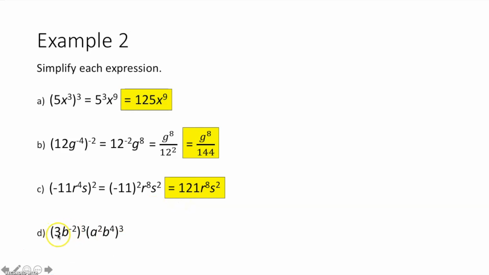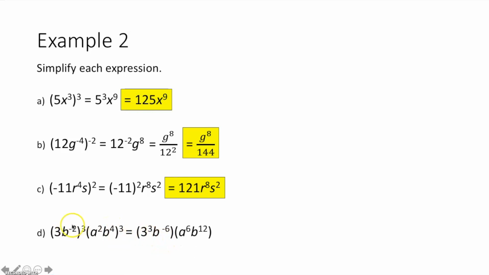Lastly, part D, we have 3b to the negative 2nd, all being raised to the third power, and then times a squared b to the 4th, all being raised to the third power. So again, for each of these, we're going to distribute our exponents. So this 3, we distribute to the negative 2 and to the exponent of our 3, which is a 1. So it becomes 3 to the third power times b to the negative 6th power. Here, again, doing the same thing, we take that 3 and distribute it to the 4 and to the 2. So we end up getting a to the 6th power times b to the 12th power.